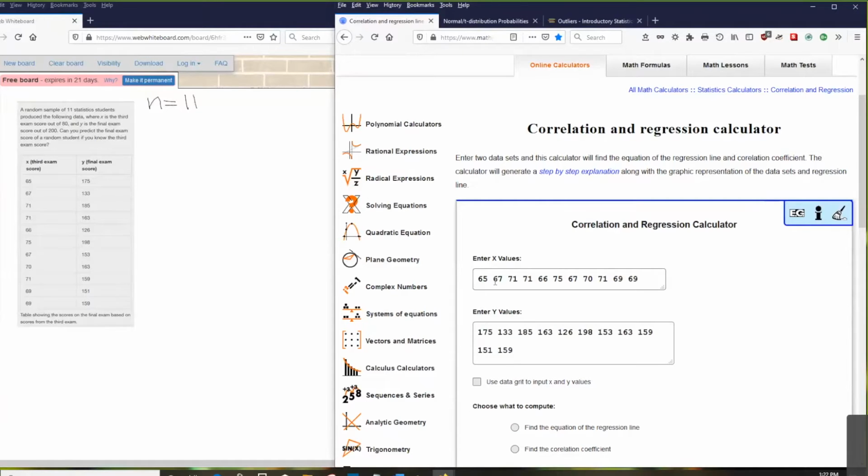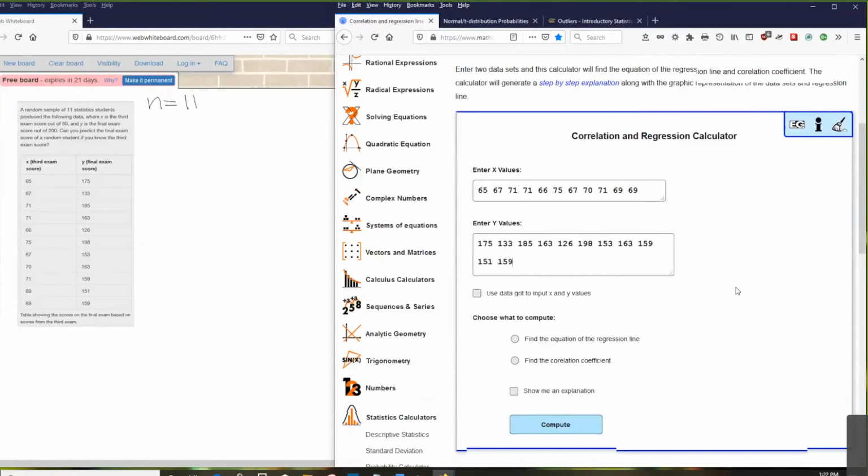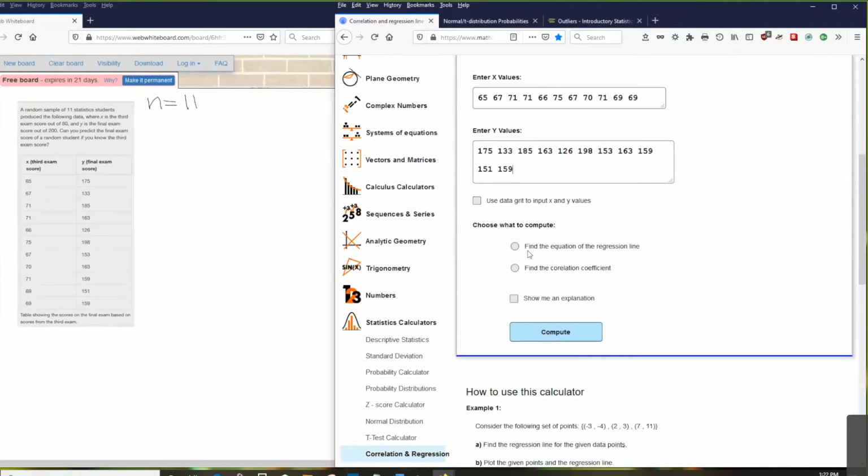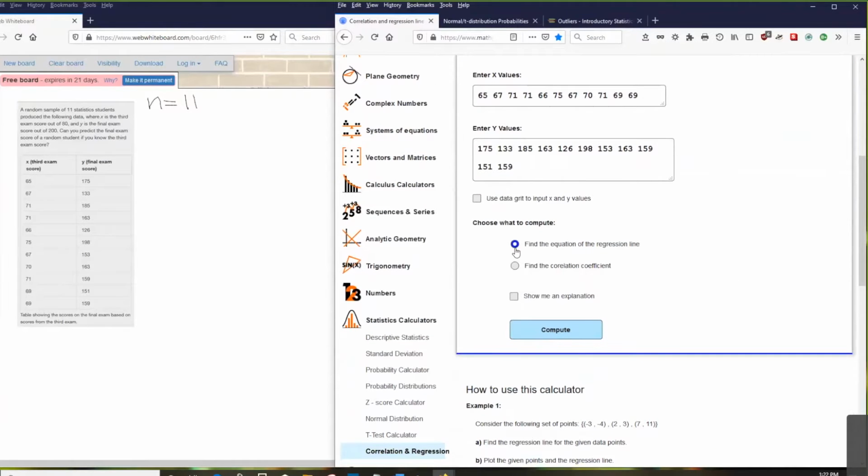Okay, so our X values are the third exam score, and our Y values are the final exam score. Then we're going to use this calculator to find the equation of the regression line. And I'm also going to click here. With this calculator, you can also show an explanation.